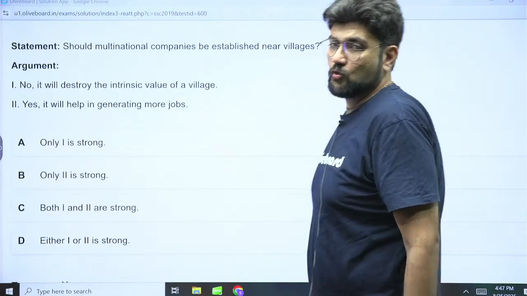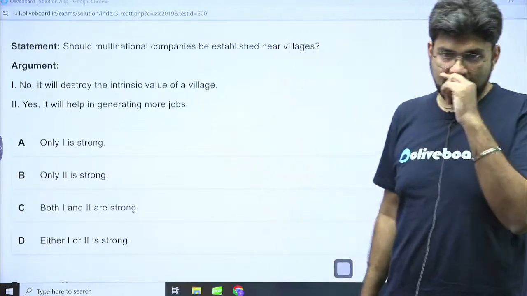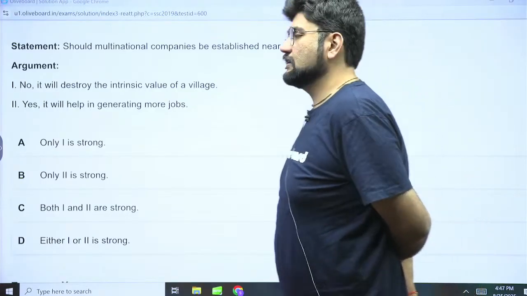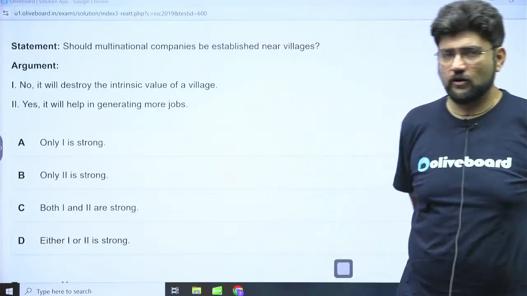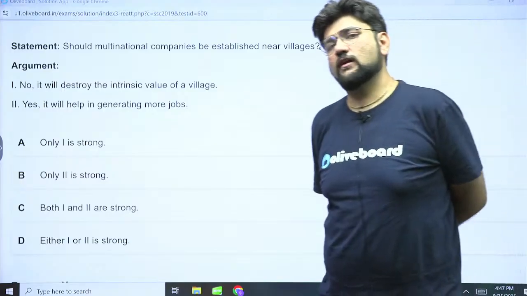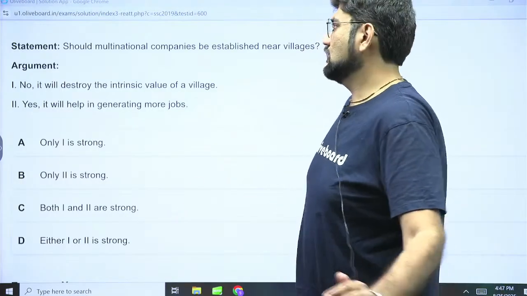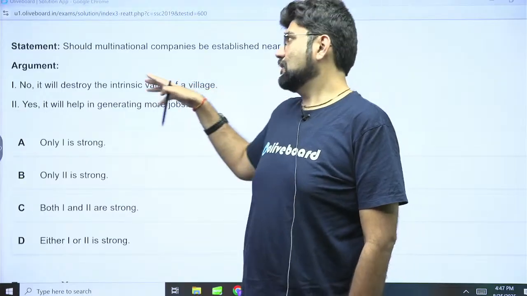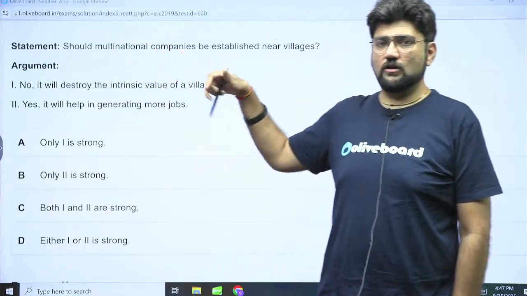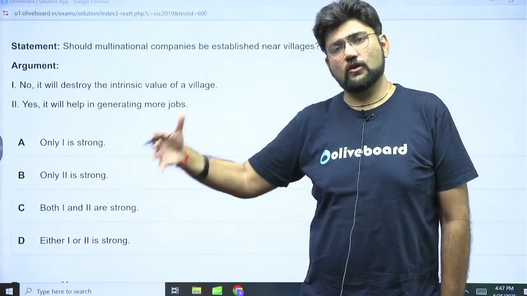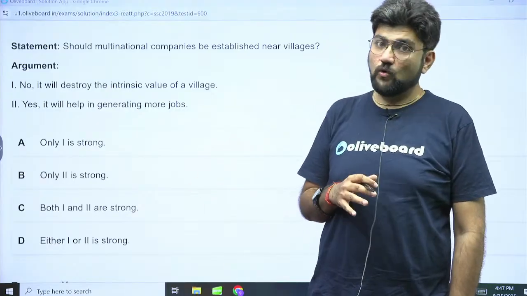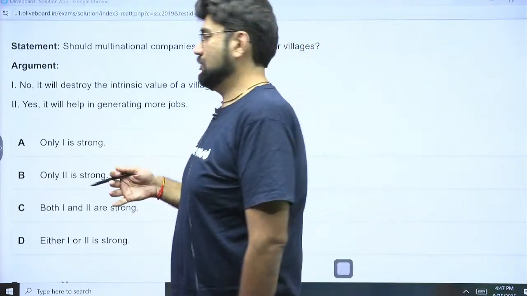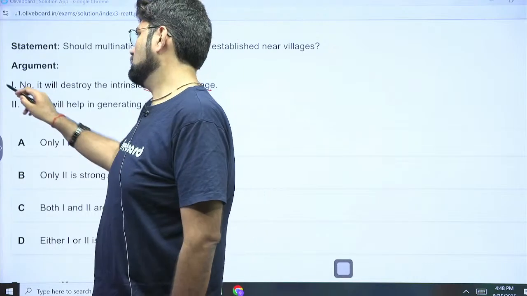Imagine this is a courtroom, and there is a PIL or a case which has been filed, and there is a big multinational company which a lawyer is representing, and another lawyer is representing the opposition, and they are saying that no, we don't need a multinational company around our village because it's going to destroy a lot of things around us. The intrinsic value is going to go. Isn't that true? Yes, that's true, and that's a valid argument, and that's a strong argument because he's also supporting it with a premise.